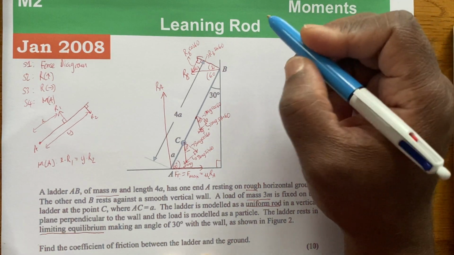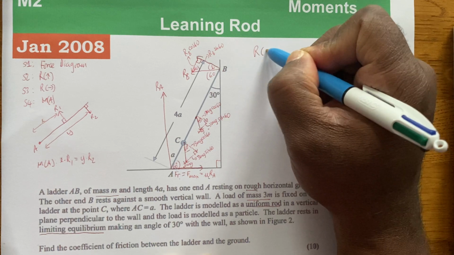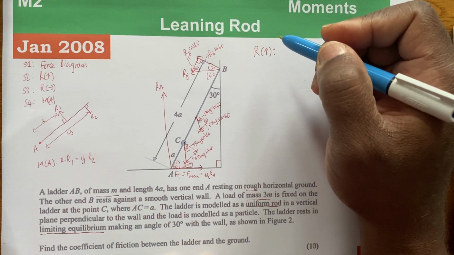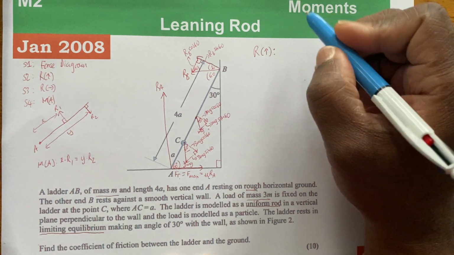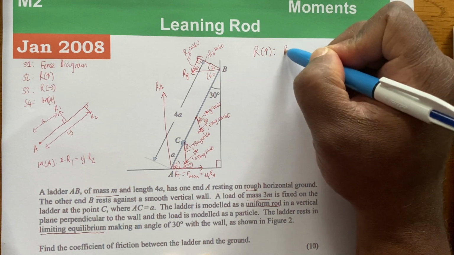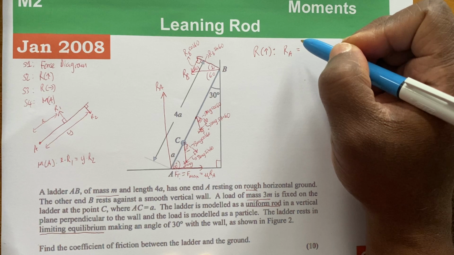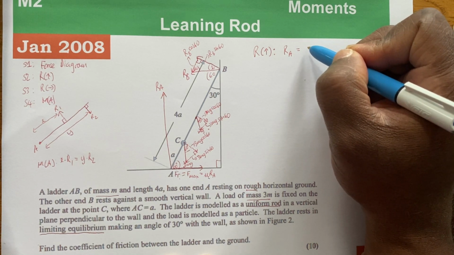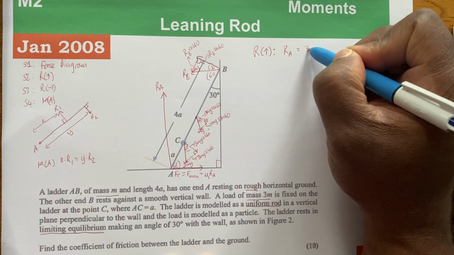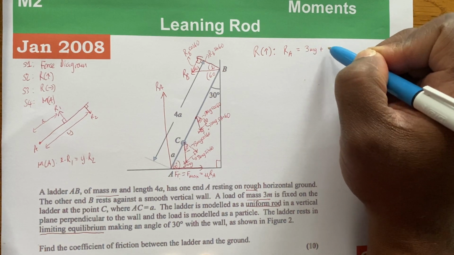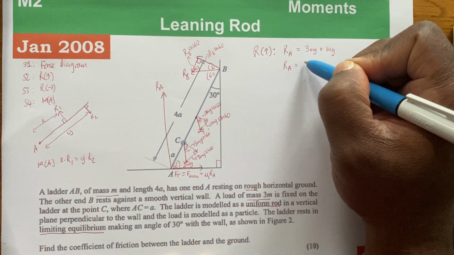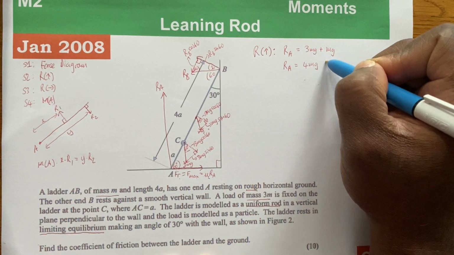So step 2 now is to resolve vertically. So when we resolve vertically, the sum of the up forces will equal the sum of the down forces. The only up force in this question is RA, and the down forces in this question will be the weight of the load at C, so that is 3mg, plus the weight of the ladder, mg. When we simplify, we get RA is equal to 4mg. We can call this equation 1.